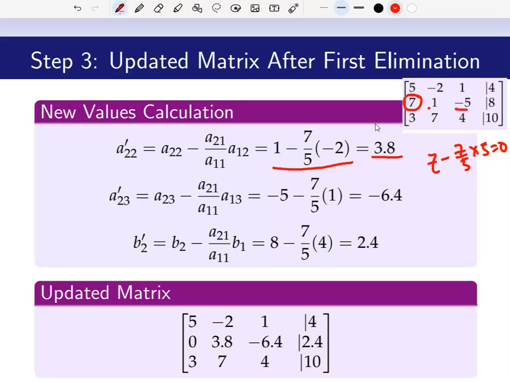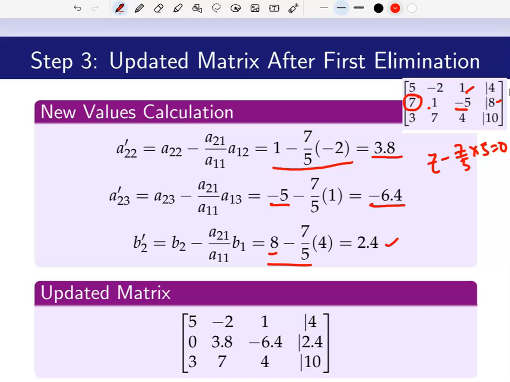Similarly, for the element a23 dash, a23 minus a21 by a11 times a13. So a23 is minus 5, minus 7 by 5 into a13 that is 1. So that will be minus 6.4. And then we have to change the constant matrix also. So b2 dash is equal to b2 minus a21 by a11 times b1. That is nothing but 8 minus 7 by 5 times b1, which is 4. If I do the calculation, we will get 2.4.